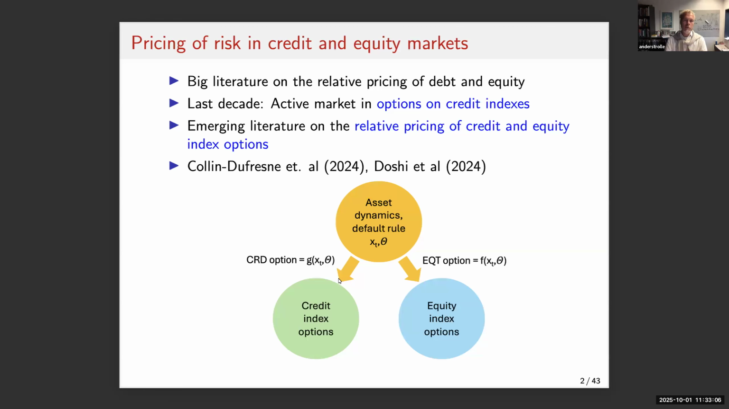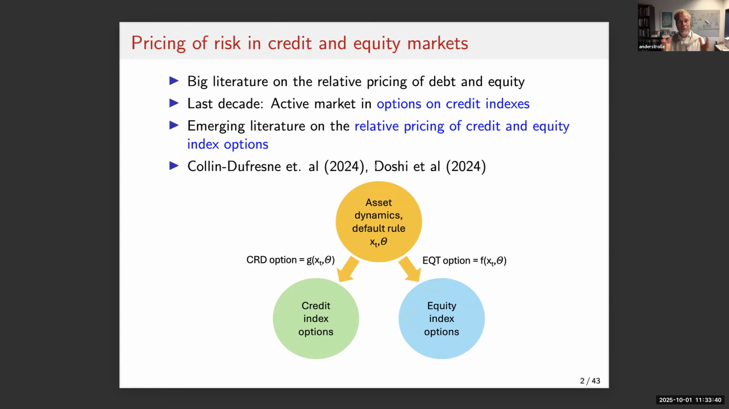And there are already a couple of papers that look at this issue. So Pierre and I have a paper. There's a related paper by Doshi, Erickson et al. And the overall idea in both papers is to look at this issue through the lens of a structural credit risk model. So write down a structural model, write down the asset dynamics, price the indices, price the options on the indices, and try to determine whether these are priced consistently.